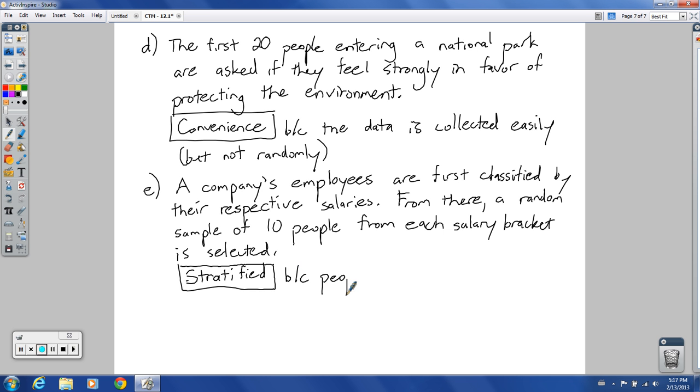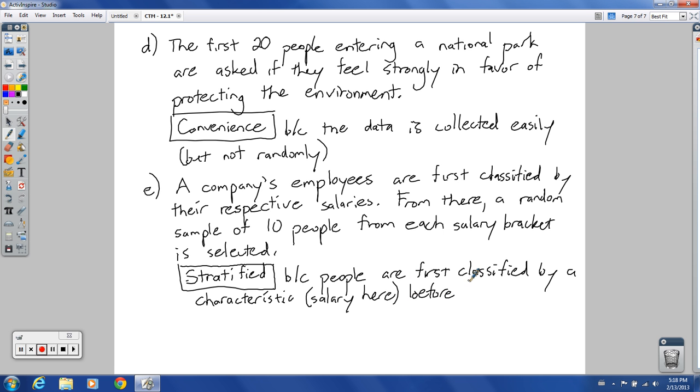So it's stratified because people are first classified by a characteristic, which in this case here it's salary, before random samples are taken from each part, or each, if you want to get fancy with it, each strata. So from each part, each strata.